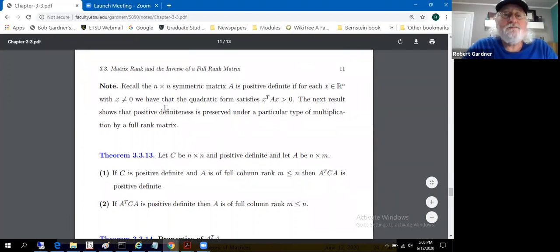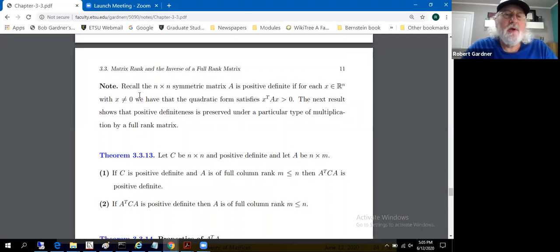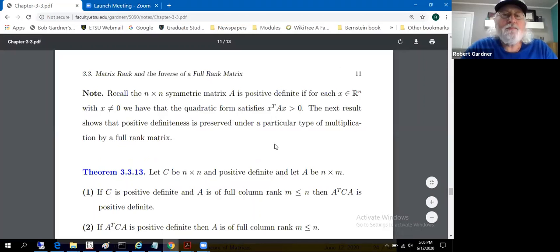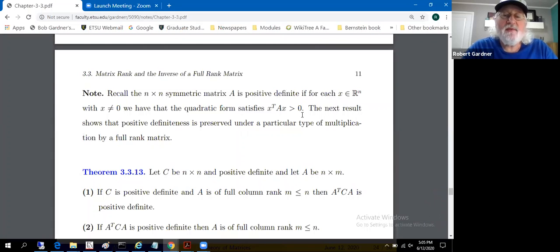Okay, let's recall how we define positive definite matrix. An N by N matrix A, which was symmetric, was said to be positive definite if for every non-zero vector x from Rn, x is non-zero, we have the quadratic form x transpose Ax is positive. So that was the definition of positive definite. We're going to talk about positive definite now. The next result shows that positive definiteness is preserved under a particular type of multiplication by a full rank matrix.